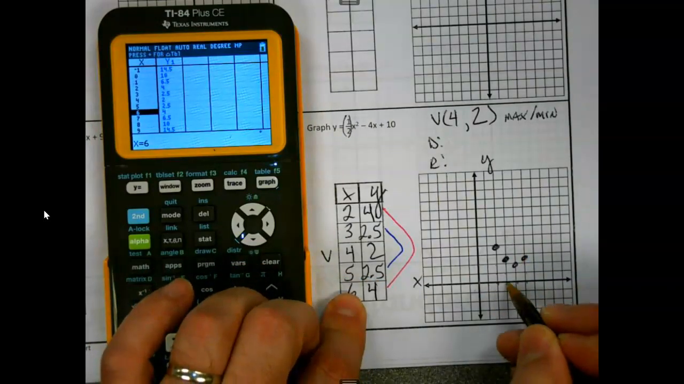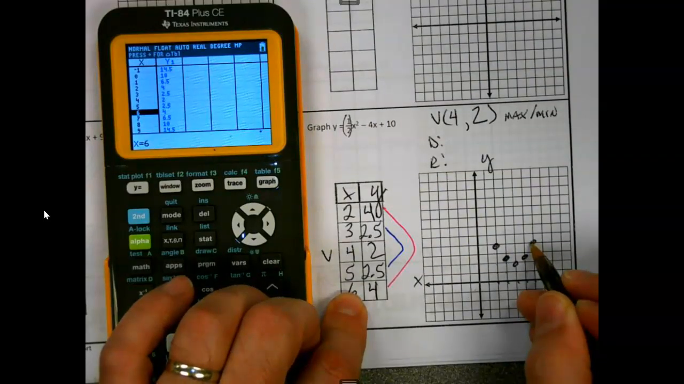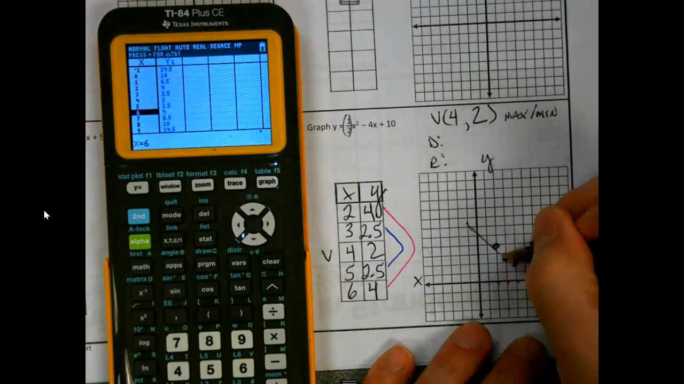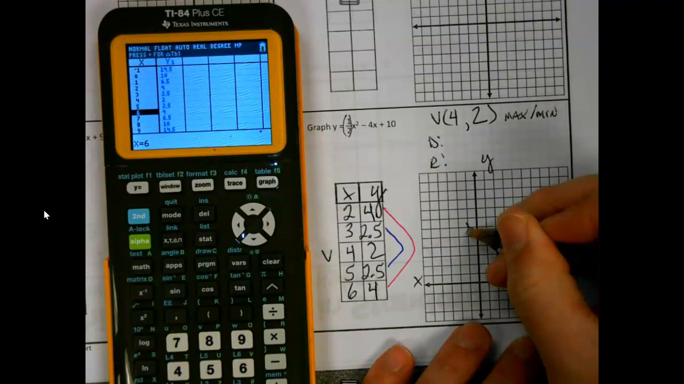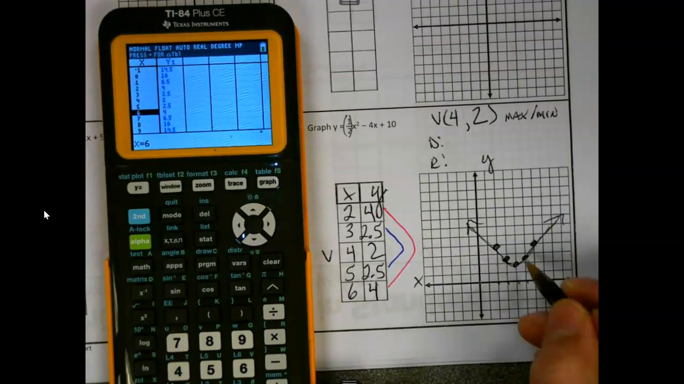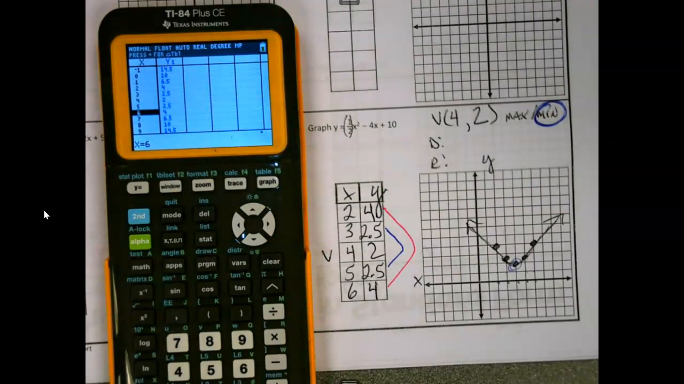Right 1, 2, 3, 4, 5, 6, up 1, 2, 3, 4. So we're going to get a really, really wide graph this time. And again, we're going to just steal all the rest of the information from the graph. My vertex is down in the valley. That's a minimum.